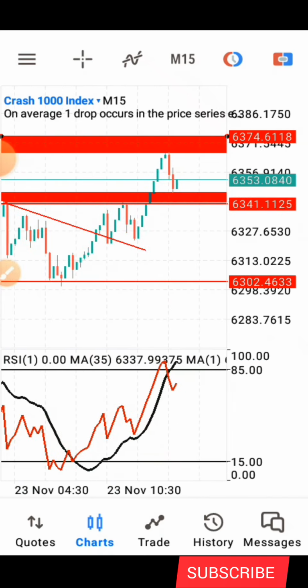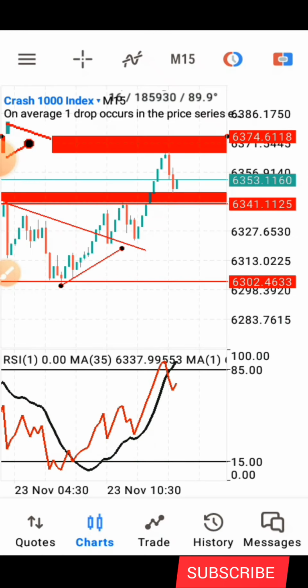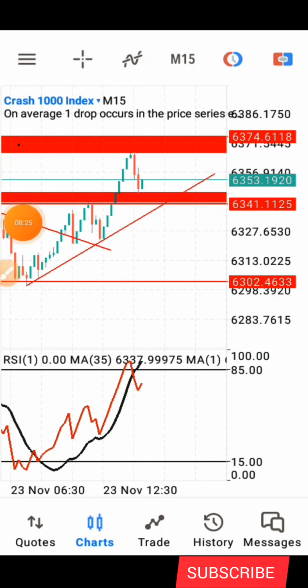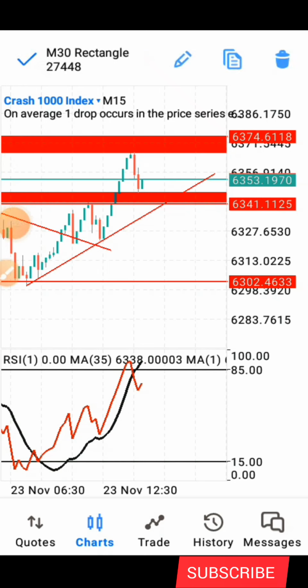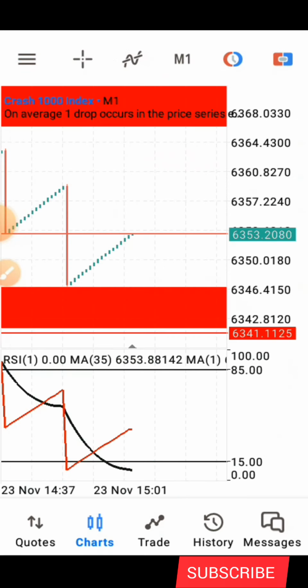On the 5 minute time frame, I think I should draw a trend line here to identify there's a horizontal support and resistance zone here, right? So now, as you can see, price is currently between these zones, right? Price is currently between this zone. And let's go to the 1 minute time frame now that we know what's going on.